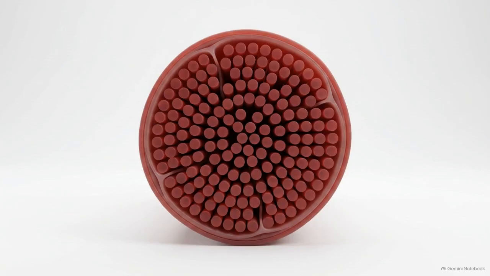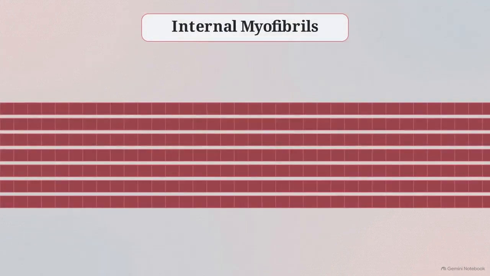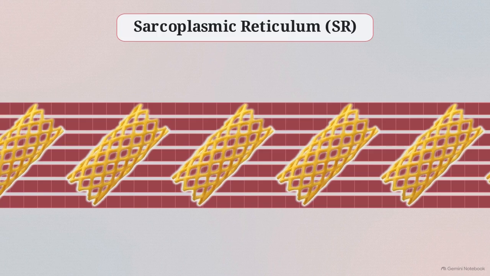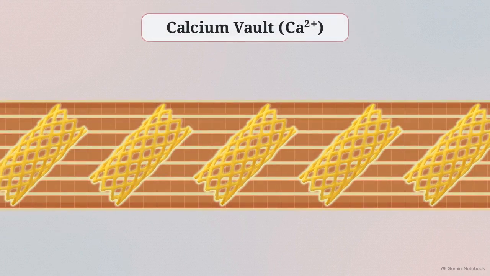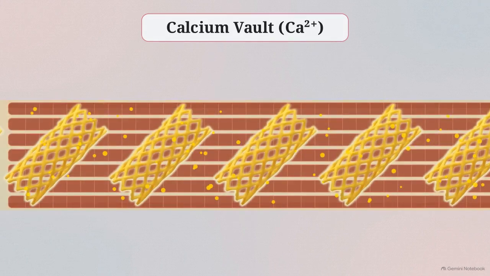Packed inside this giant cell are thousands of dense, rod-like structures called myofibrils, running parallel from one end of the fiber to the other. This 3D model of a muscle fiber reveals a crucial support system. Peeling back the outer membrane exposes a web-like network called the sarcoplasmic reticulum. It wraps tightly around the inner rods, acting as a vault exclusively designed to store calcium ions.